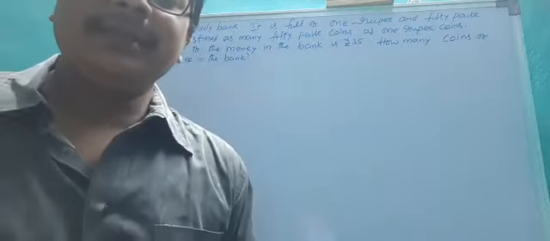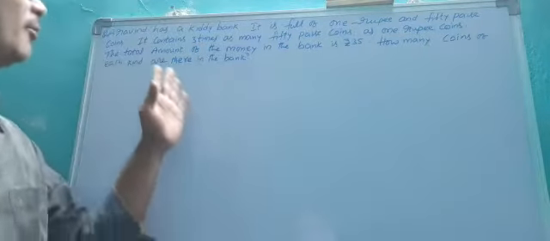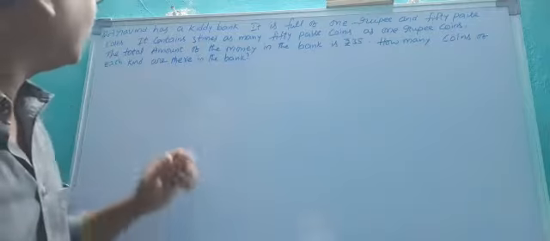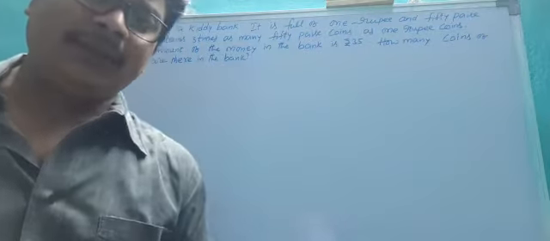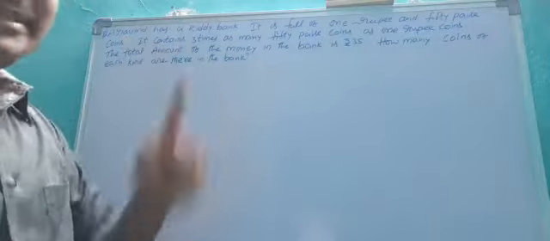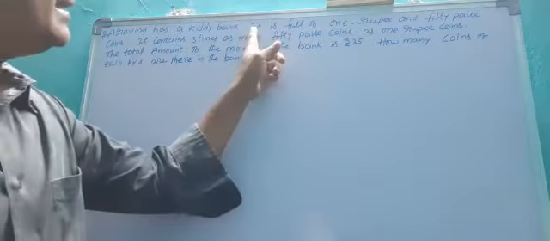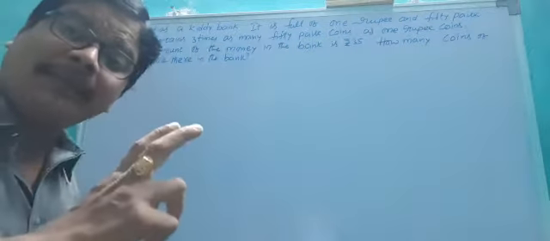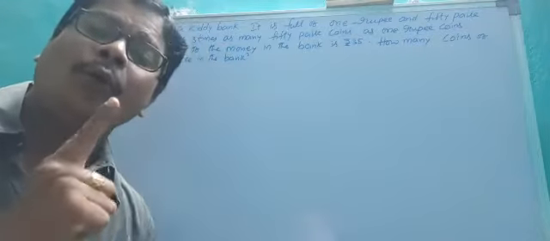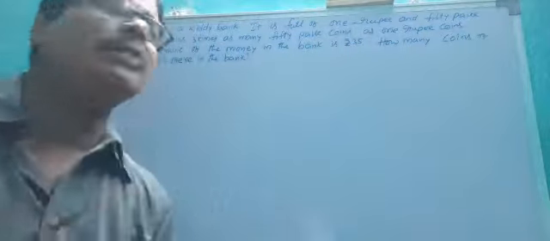Okay, next question of this exercise. Aravind has a kitty bank. That kitty bank is full of 1 rupee and 50 paisa coins.